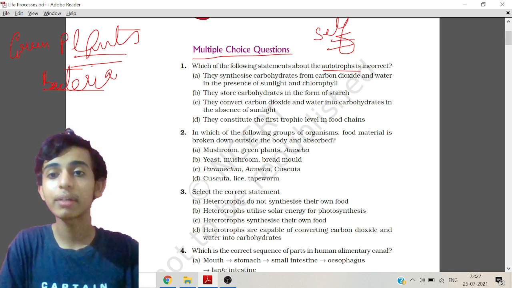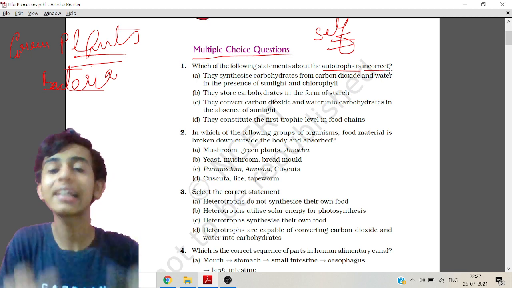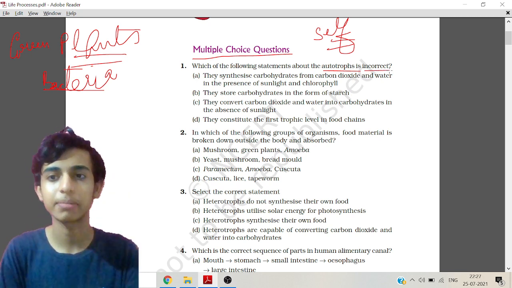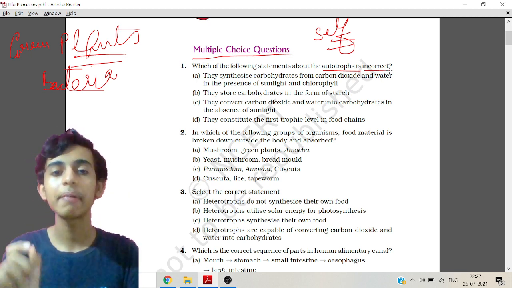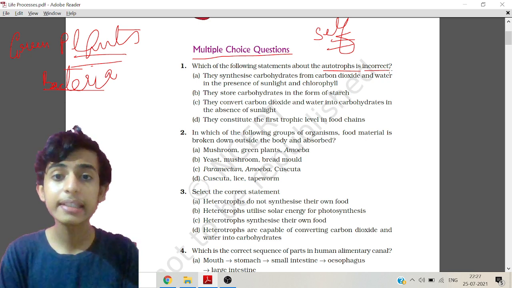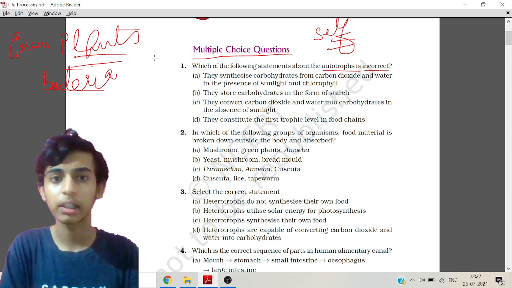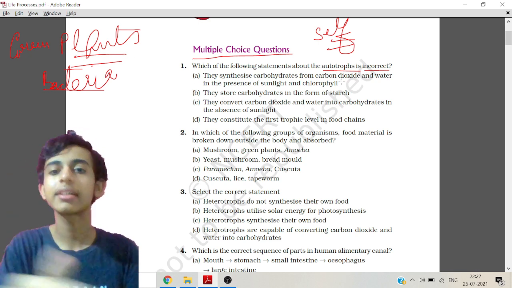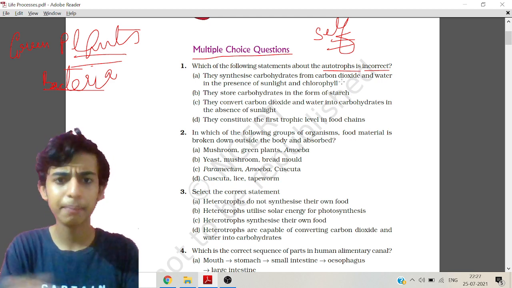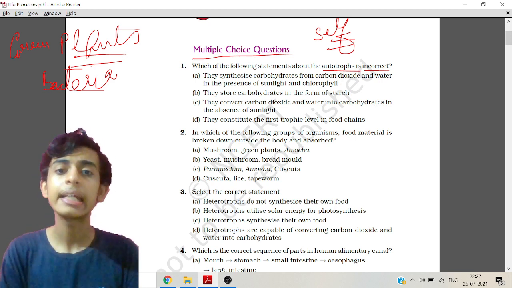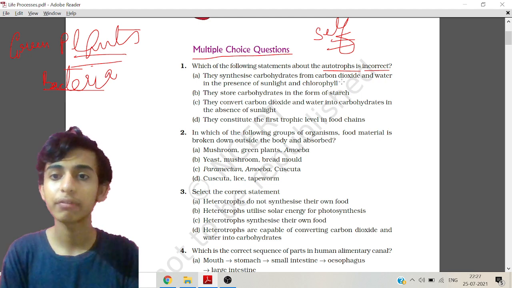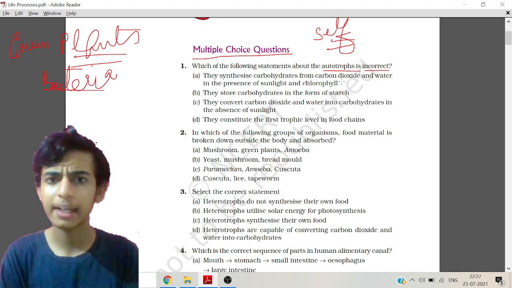Now, the question says which statement about autotrophs is incorrect. It means you have to find the wrong statement. Let's solve it. Option A: they synthesize carbohydrates from carbon dioxide and water in the presence of sunlight and chlorophyll. Yes, it's correct, definitely, because it is just the definition of photosynthesis. This is absolutely correct. Second, they store carbohydrates in the form of starch. Absolutely correct, this is also correct.